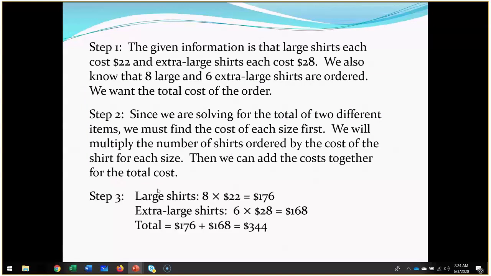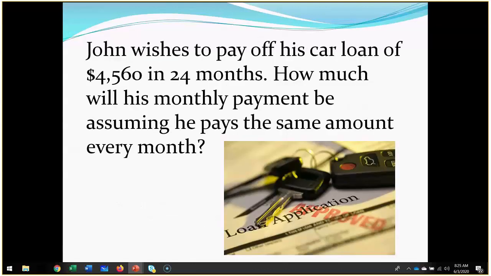So first I figured out how much the large shirts would cost us. We're buying 8 of them at $22 a piece. That's $176. And then 6 extra large are $28 each. So multiply that, we got $168. And then for the total cost, that means I added up those two pieces and got a total cost of $344. And that's it for that one. There's one more. We'll go on to the next section.